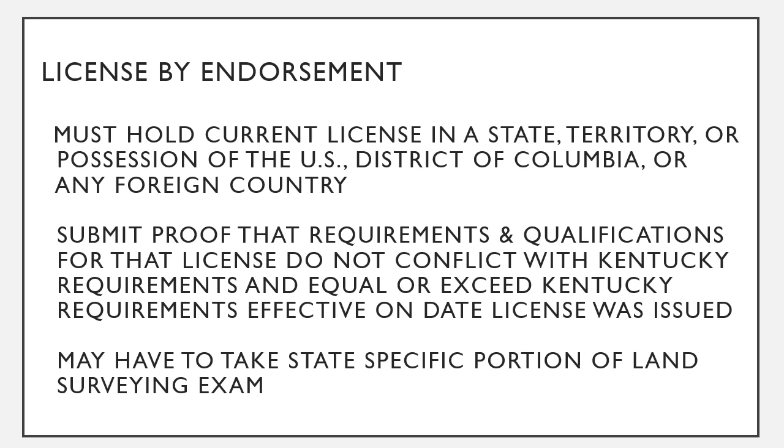In order to be eligible for licensure by endorsement, an individual must currently hold a license in a state, territory, or possession of the United States, in the District of Columbia, or any foreign country. In addition, the individual must submit proof that the requirements and qualifications for the license that they currently have do not conflict with Kentucky requirements and are equal to or exceed Kentucky requirements effective on the date that their original license was issued.